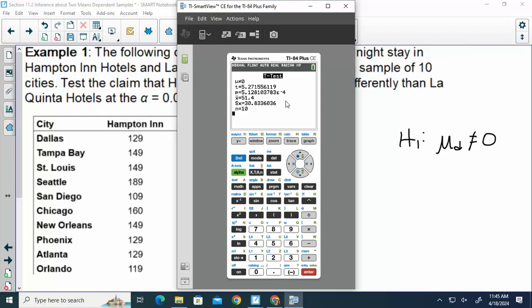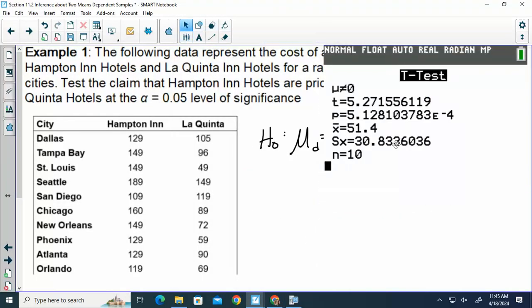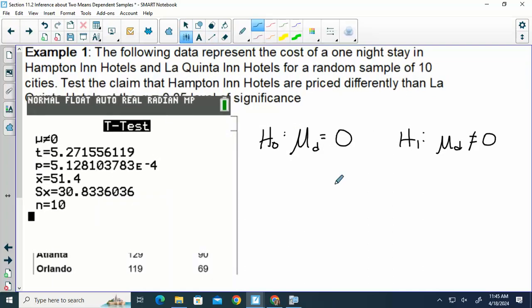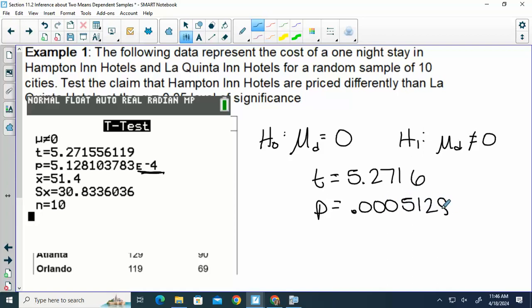All right, what information do I usually want you guys to write down from this? So my T was 5.271, or 5.27 is fine if you just do a couple decimal places. Our P, careful, what's this mean? So we have 0.305128.